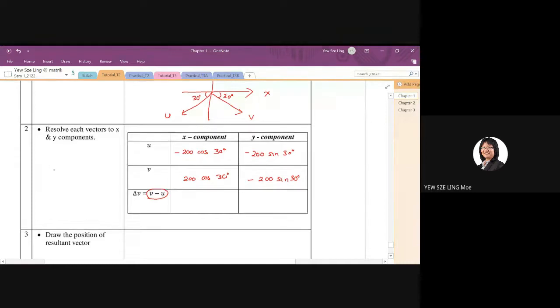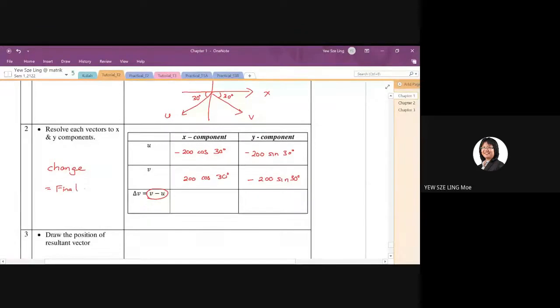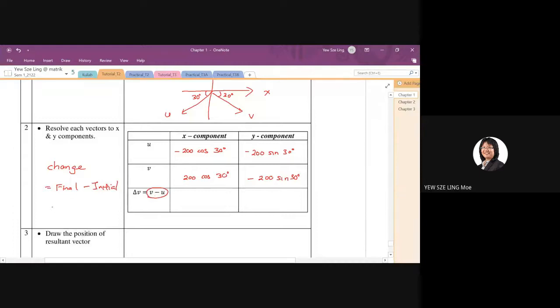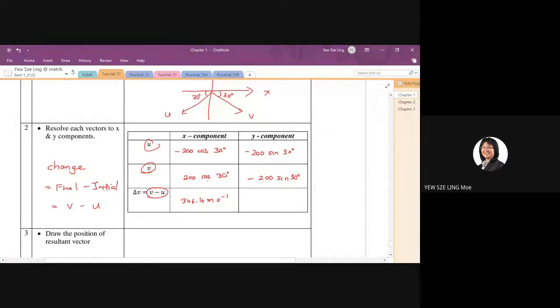Whenever you have the word change, then it means final minus initial. So final here that we have is V, and then initial is u. So you use vector v minus, subtract vector u. So if you subtract them, what are you going to get? So v will be 346.4 meter per second, because 200 cos 30 degree minus negative 200 cos 30 degree.